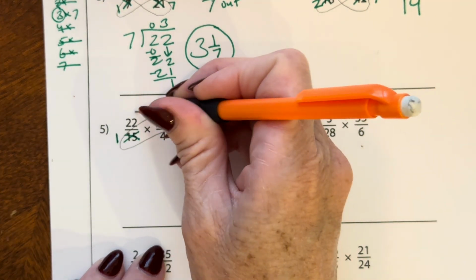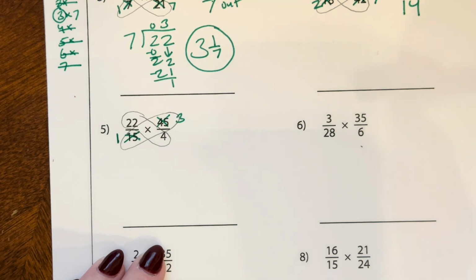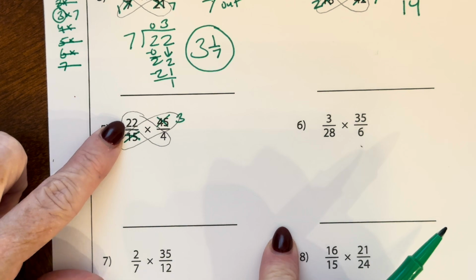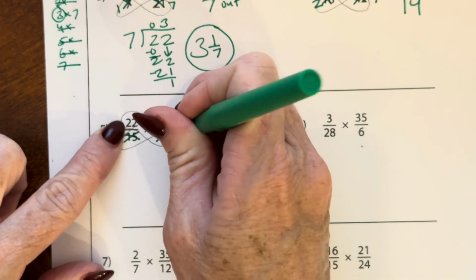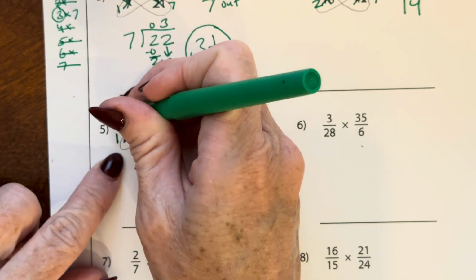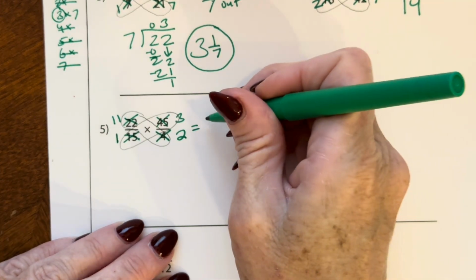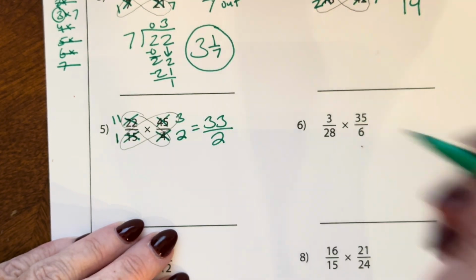Okay, what about 22 and 4? Well, 4 is 1 times 4, but 4 is not a factor of this. And 2 times 2, so it must be 2. So 2 times 2 is 4, and 2 times 11 is 22. So now we can do 11 times 3 is 33, and 1 times 2 is 2.